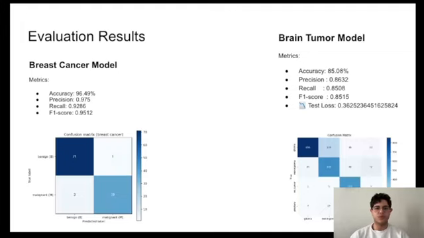So for the breast cancer model, we have an accuracy, as I said, of 96.49. Our precision is 0.97, which is almost 98%, a recall of 92.86%, and then an F1 score of 95. And then similarly, on the other side, for the brain tumor model, we have an accuracy of 85%, a precision of 86%. Our recall score came out to 85%, an F1 score of 85. And because this is a convolutional network, and there was a specific batch size used, we had a test loss of only 36%, which I believe is pretty good.